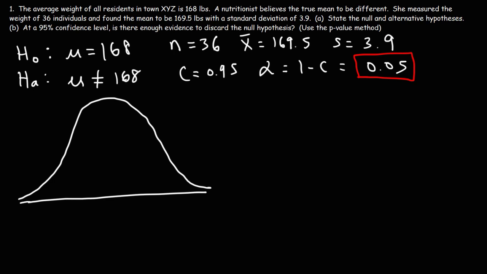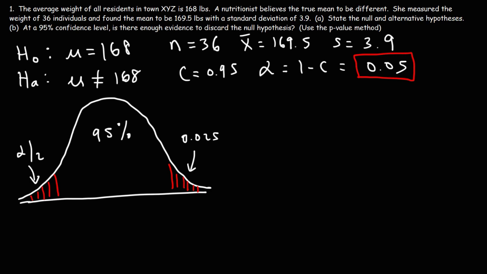My graph is not perfect, but we'll make it work. Now, we have a 95% confidence level. So we need to determine the z-values that correspond to that. On the right, this is alpha over 2, which is half of 0.05, so that's 0.025. And on the left, this is also alpha over 2 with the same area value.